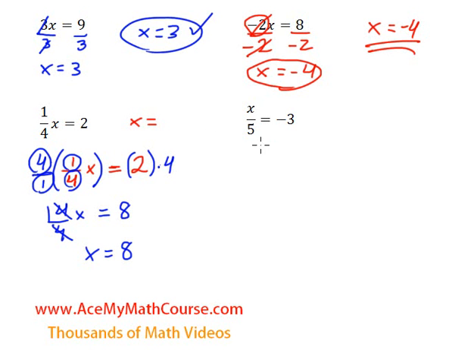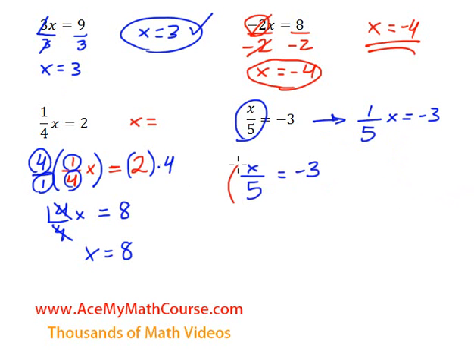Okay, so now similar question. Now instead of the 1/4 x, we have x divided by 5. X over 5. Which is, by the way, equivalent. This is equivalent to 1/5 x is equal to negative 3, by the way. So x over 5 is the same thing as 1 over 5 times x. So, how can I isolate x in this case? What I will do is that I will multiply both sides by 5.